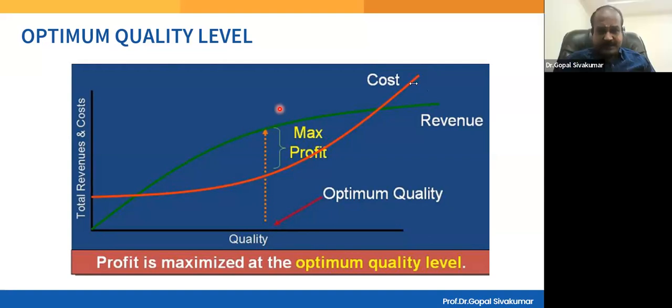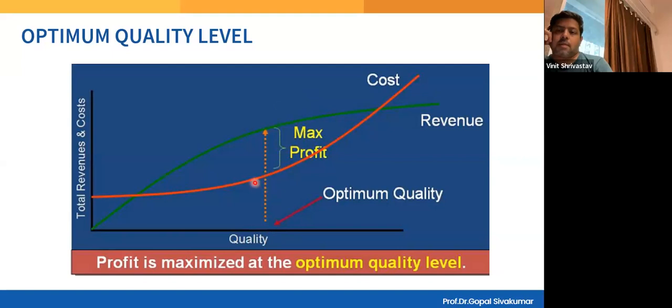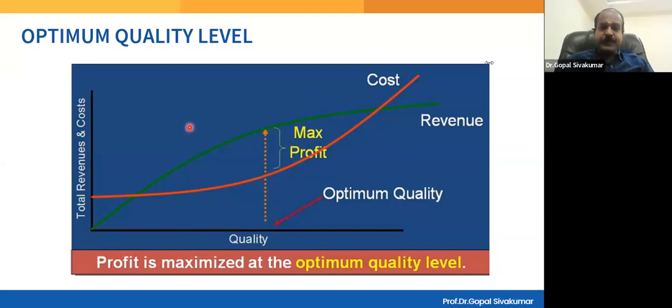So that means it is not advisable to improve the quality beyond a certain point. Am I right? That point is known as optimum quality. Improving the quality beyond this point happens at the expense of your profit. You are burning your money to improve the quality. All of you are with me? Yes, sir.